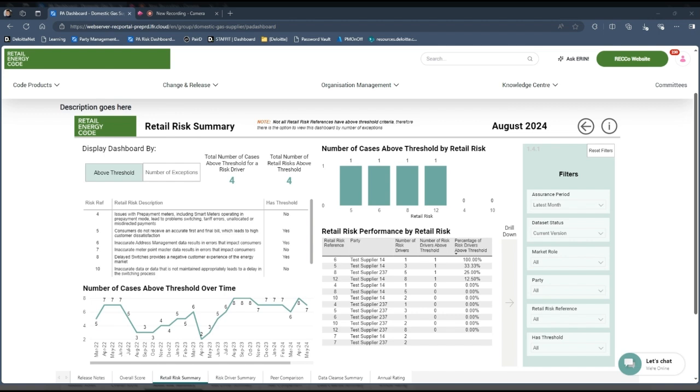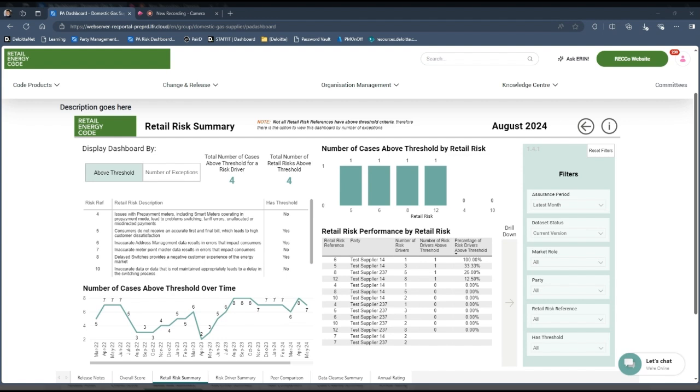To provide you with an example, I'll take retail risk 12, which is erroneous switches occur, which result in a negative customer experience of the energy market. Particularly, this can be driven by several activities, for example, the rates of erroneous switches or the completion of various steps required to resolve an erroneous switch within the timelines defined in the Retail Energy Code.